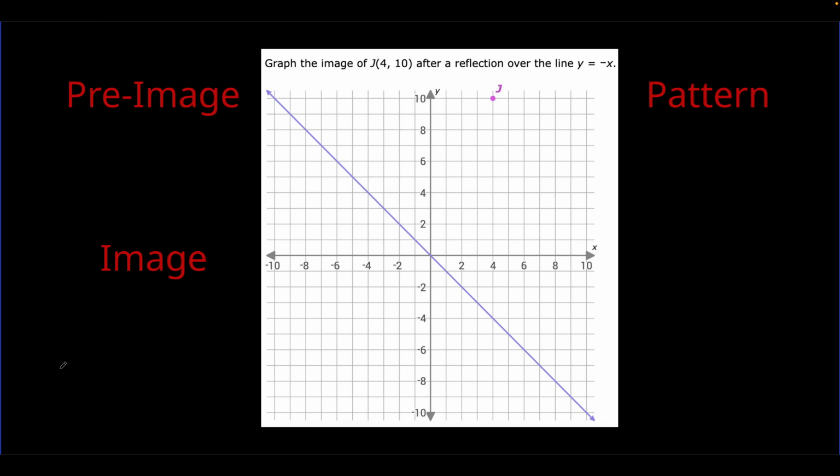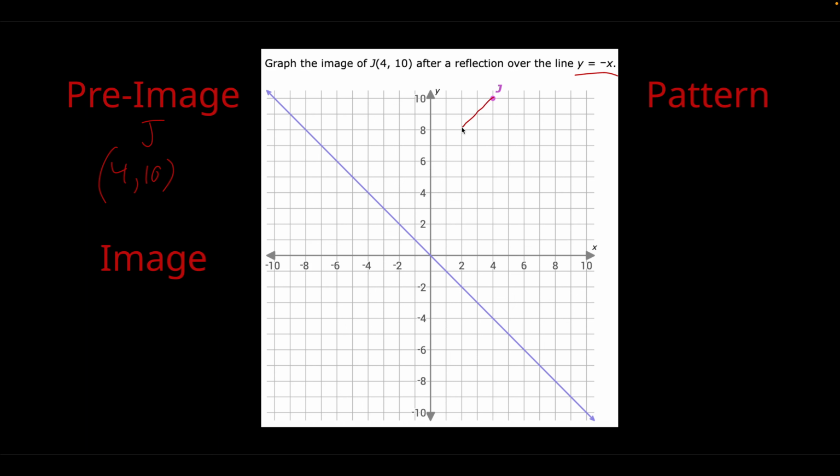It says graph the image of J after reflection over the line y equals -x. Again, they've graphed it for us. So J is located at 4, 10. And the way you reflect over a slanted line here is you are going to go diagonal, meaning you're going to go straight at the line, almost like you're going to form a perfect X or a perfect plus sign.